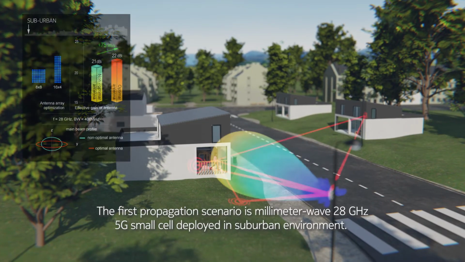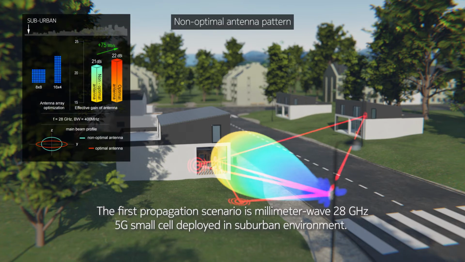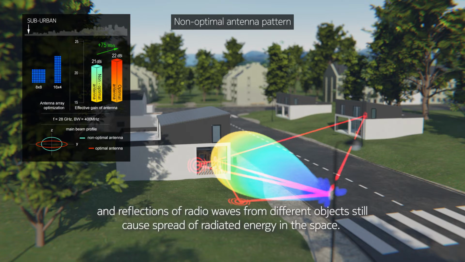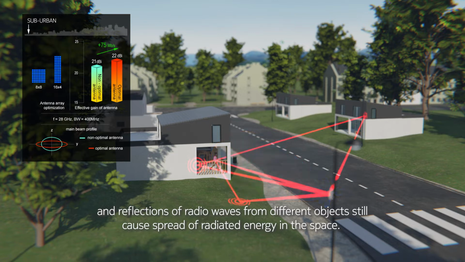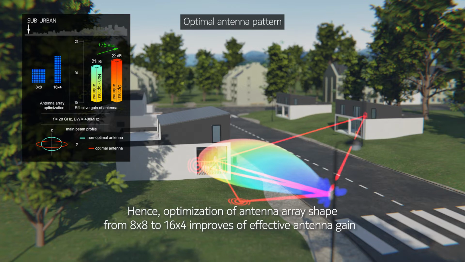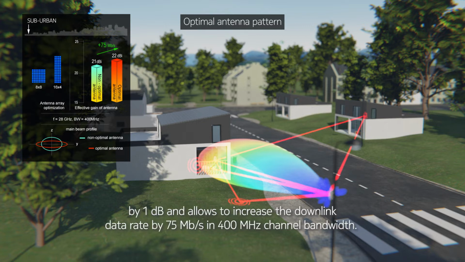The first propagation scenario is a millimeter wave 28 GHz 5G small cell deployed in a suburban environment. In this case, a line-of-sight path between the 5G base station and Peter's smartphone occurs, and reflections of radio waves from different objects still cause spread of radiated energy in the space. Hence, optimization of antenna array shape from 8x8 to 16x4 improves effective antenna gain by 1 dB and allows to increase the downlink data rate by 75 megabits per second in 400 MHz channel bandwidth.